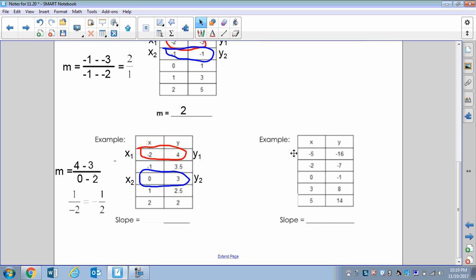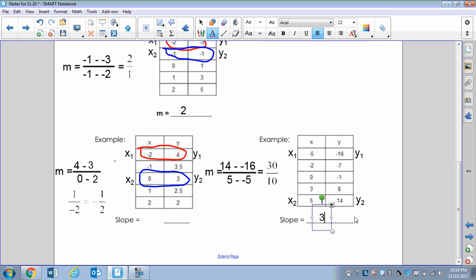Looking at this last example, let's see if I can get this one right. We have x1 and y1, and x2 and y2. So I should be setting this up as 14 minus negative 16 and 5 minus negative 5. It looks like I finally got one right. And so we're going to do 14 plus 16 actually, and 5 plus 5. We're going to end up with 30 over 10. And when I do 30 over 10 and I simplify, I will end up with 3.